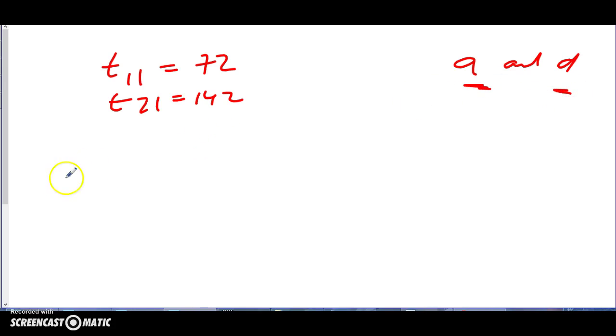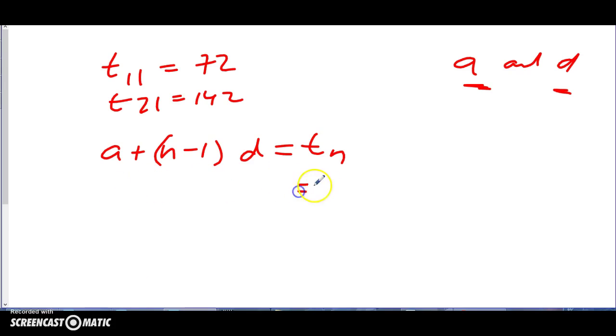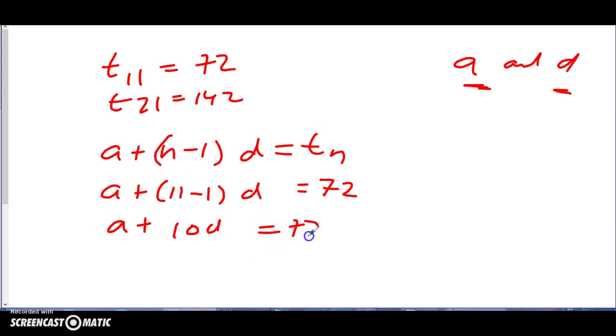So I look at this here, and I have T11 is equal to 72. Don't forget we have this: A plus n minus 1 times D is equal to Tn. If I want to find out what A and D are, I start by saying that 72 is equal to the 11th term. I don't have A, I don't have D, I do have n though, so it's a little different. So I go A plus, and I sub in 11 for n, and I clean this up, and that's going to be 10D. So that is equal to 72.